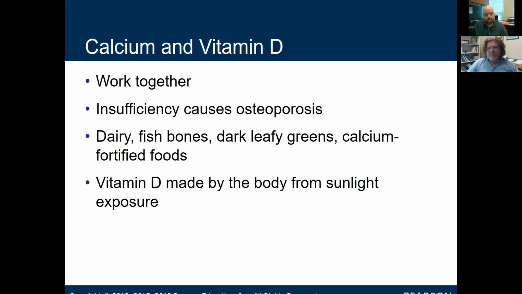So you get calcium from dairy sources. The vitamin D is made by your body if you're exposed to sunlight. So you need to get out there in the sun. Yeah, especially now. I mean, go out in your backyard and mow it and get yourself a good dose of vitamin D.